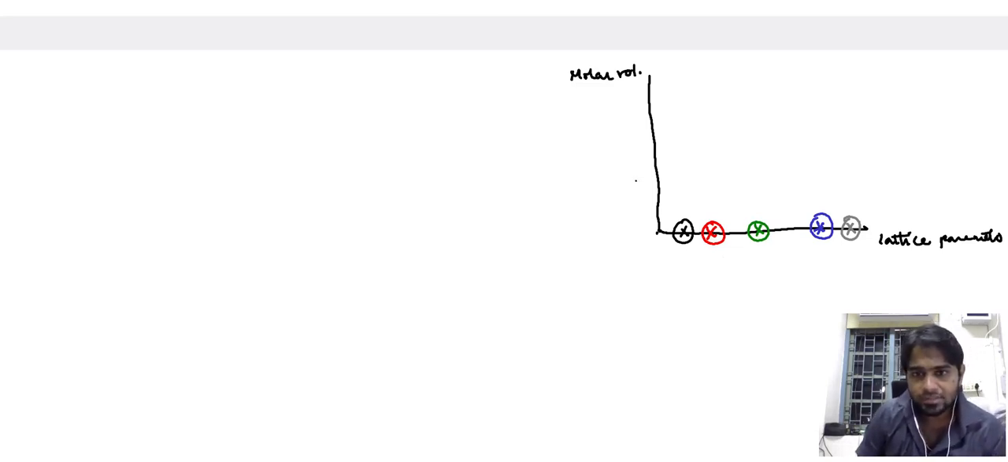Now what you observe is the molar volume assumed by the black alloy assumes a position here. The molar volume assumed by the blue alloy assumes a position here. The molar volume assumed by the red alloy assumes a position here. The molar volume assumed by the green alloy assumes a position here. And the molar volume assumed by the gray alloy assumes a position here.